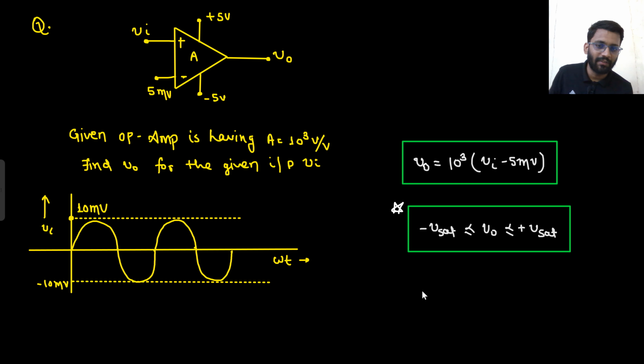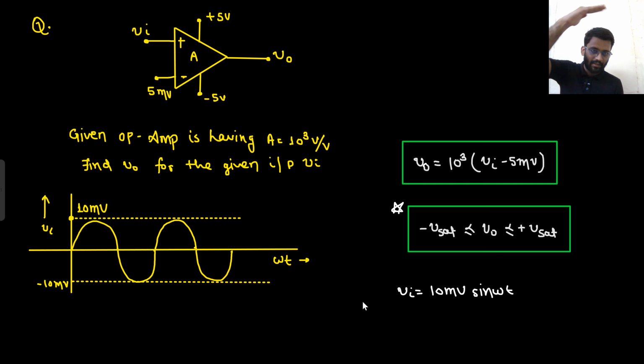This is my V in. What is my V in? V in is 10 millivolt sine omega t. So I will shift my 10 millivolt sine omega t by 5 downward. So what will be the peak value? Peak value will be 5 millivolt and downward value will be minus 15 millivolt. So it is a 5 millivolt to minus 15 millivolt sinusoid, right?